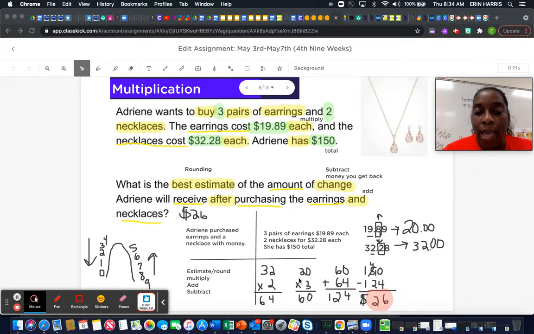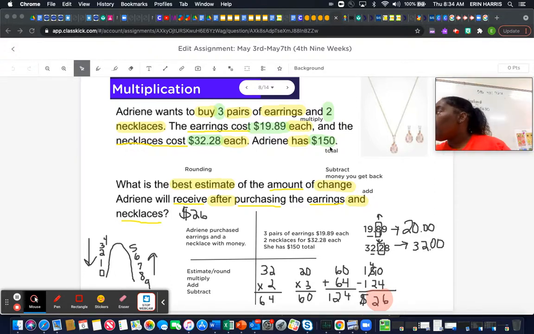Next, I'm going to add these together because now I want to find out how much she spent on the earrings and the necklaces together. So 60 plus 64, we have 0 plus 4 is 4, and 6 plus 6 is 12, and so that is 124. So she spent about $124. Next, I want to find out how much change she's going to get back after she gave the $150 to the cashier.